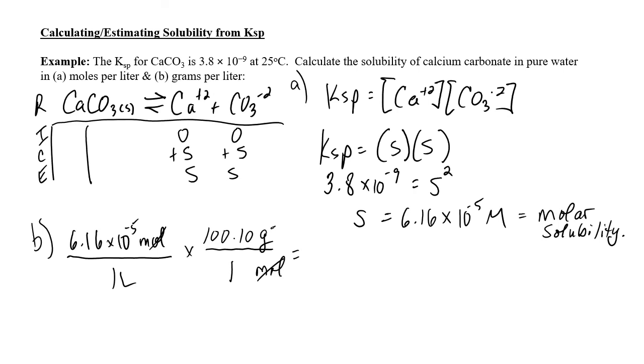Moles cancel, and you get 0.00617 grams per liter as your solubility.